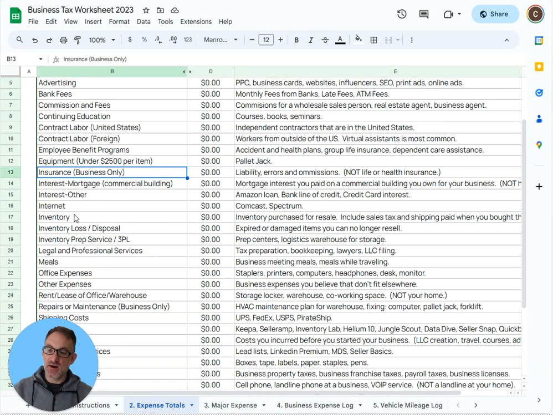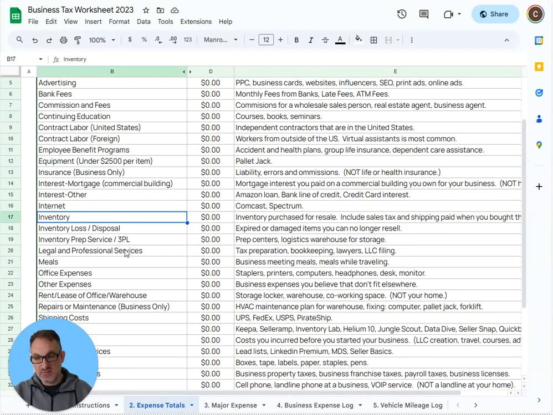Inventory is by far the biggest expense we tend to see with any resellers. This would be for any sort of arbitrage sellers, any sort of private label sellers, any wholesale sellers. For any of those sellers, inventory by far is the largest expense that we'll see, and that's another thing that can be written off as well. Any prep services you paid for, so if you used a third-party logistics service, that's another thing to be written off. Anything that you have disposed of.